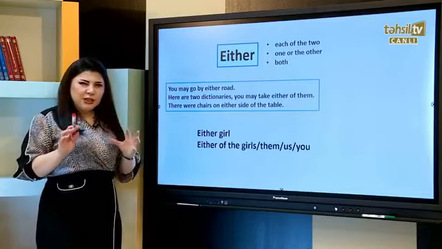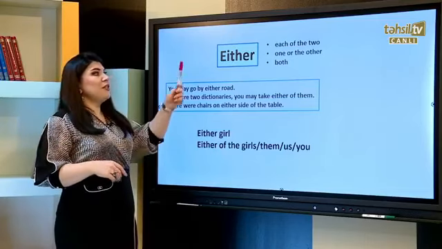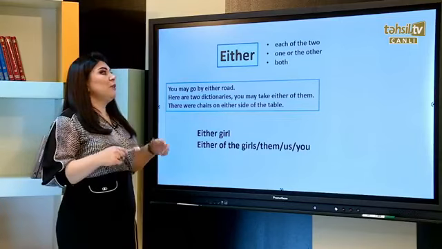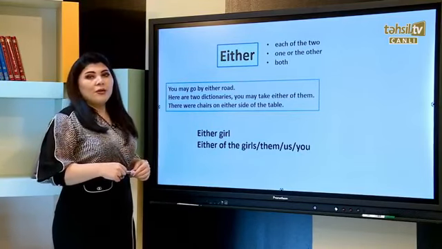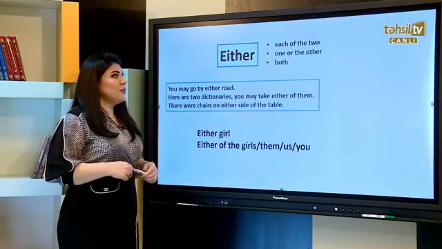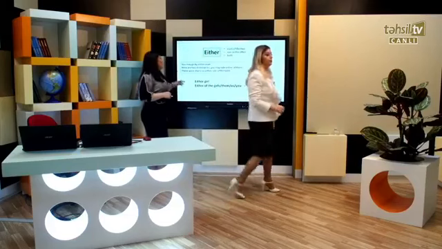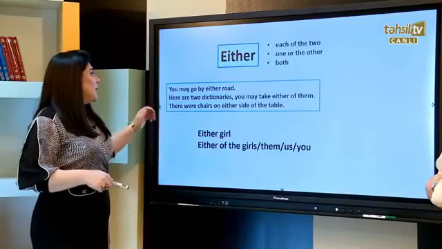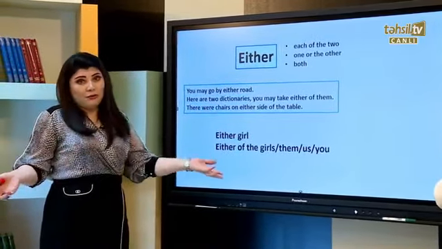It's a little bit tricky. Remember, either can be used in the meaning "each of the two." We use either with a singular pronoun. It means one or the other. We can also use it in this meaning, and both. For example, "you may go by either road," okay? Or "here are two dictionaries, Mrs. Günel. You may take either of them."